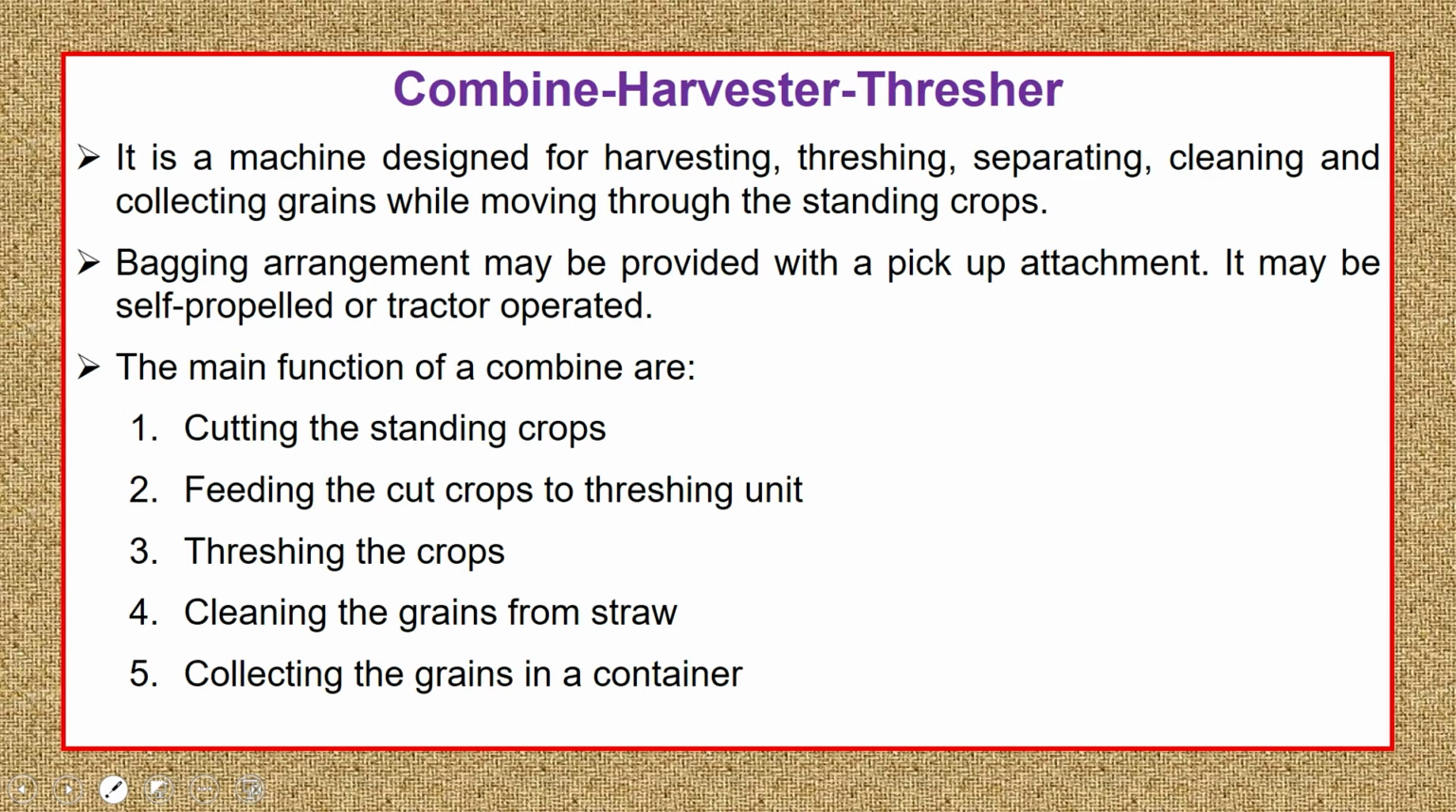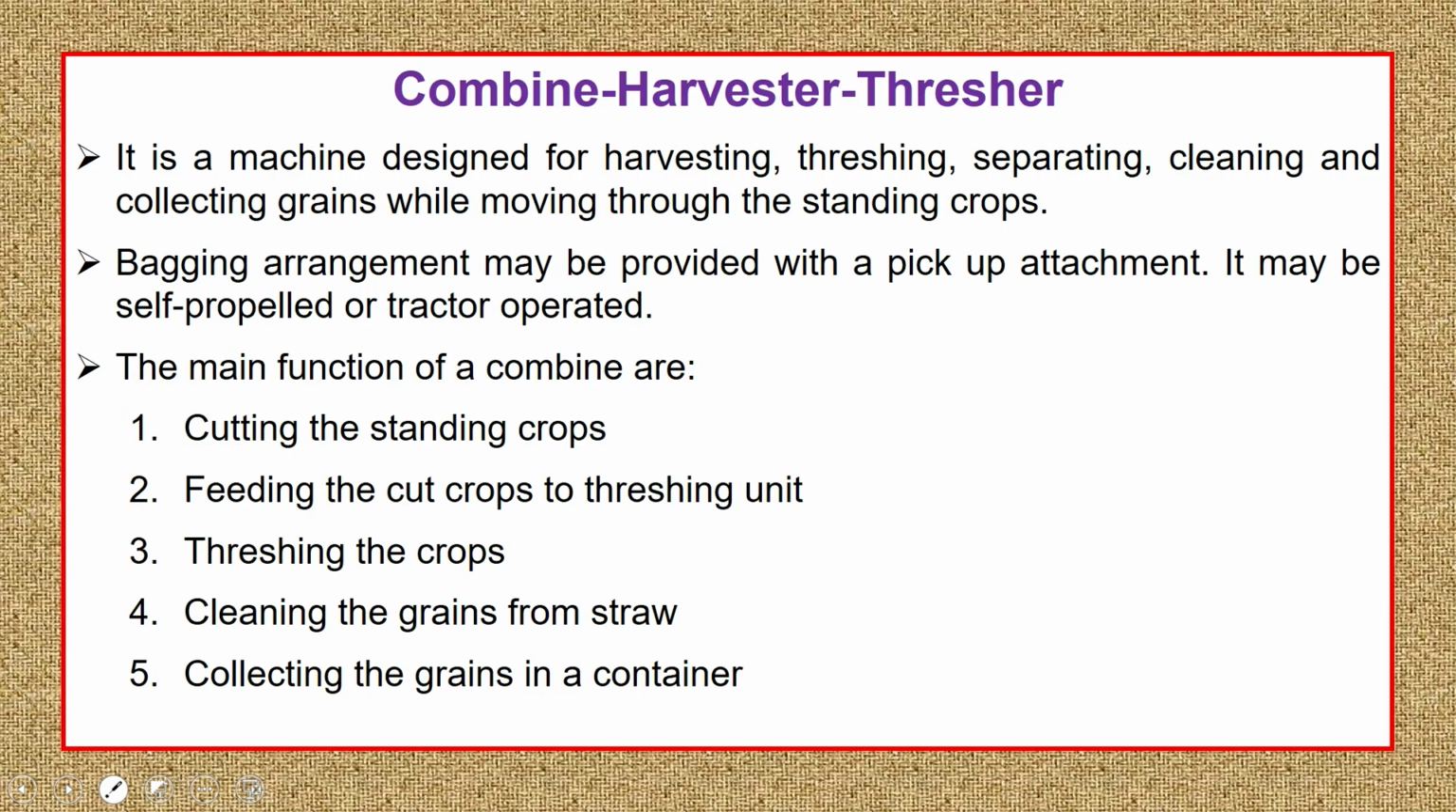But this machine, the combine harvester thresher, is a special machine which harvests the crops and also threshes them simultaneously. This machine is designed for harvesting, threshing, separating, cleaning and collection of grains while it is moving through the standing crops. While it is moving in the field, it performs all these operations. A bagging arrangement may be provided with the pickup attachment.